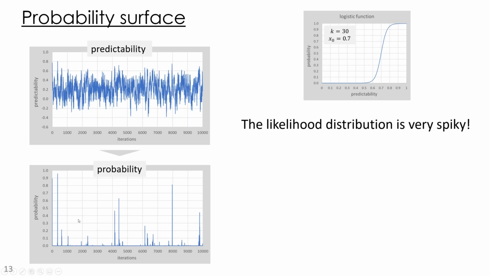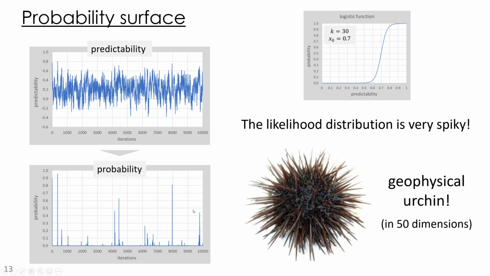So there's this kind of surface out there, and we can envisage it as looking a bit like this. To me, this looks a bit like a sea urchin, so I call this a geophysical urchin. But of course, in this case, it's got more dimensions. It's not 3 dimensions, it's 50 dimensions. So you have to picture a 50-dimensional sea urchin. And that is the thing that we're dealing with. That is the shape of the objective function. In the jargon, we'd call that highly non-convex.